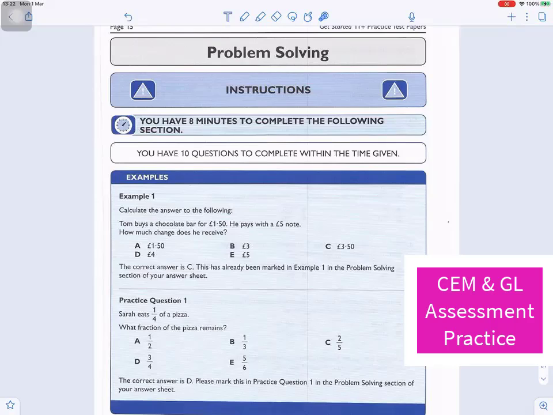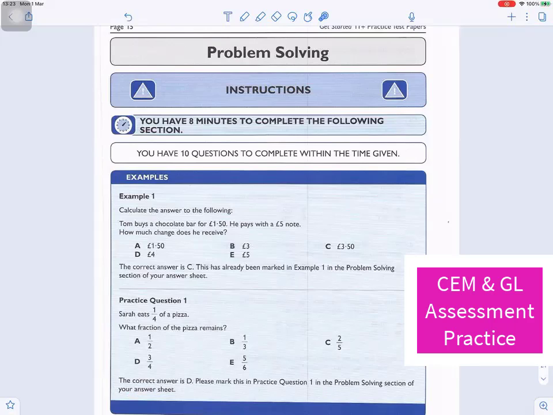Practice question 1. Sarah eats 1/4 of a pizza. What fraction of the pizza remains? The pizza is a whole pizza, so a whole is 1. So 1 minus 1/4 is 3/4. Most students will know that straight away. So the answer is D, 3/4. And you can practice marking it on the answer sheet.